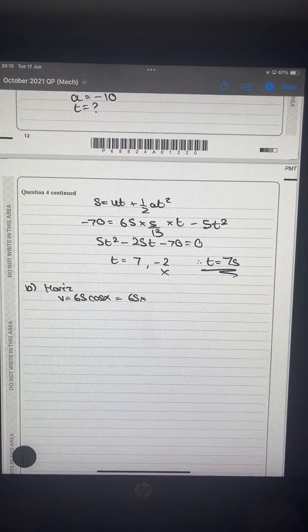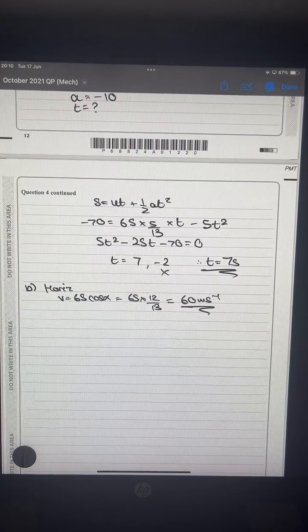So the 65 times cos alpha was 12/13, which we found on my triangle above. That's going to be equal to 60 meters per second. Cool. I found my horizontal final velocity. I need my vertical final velocity.